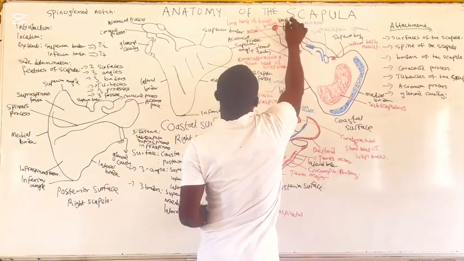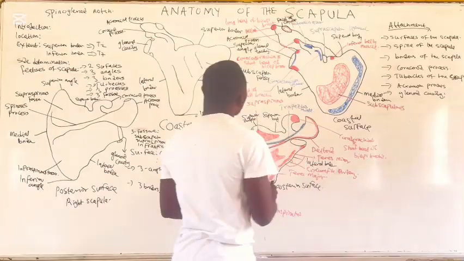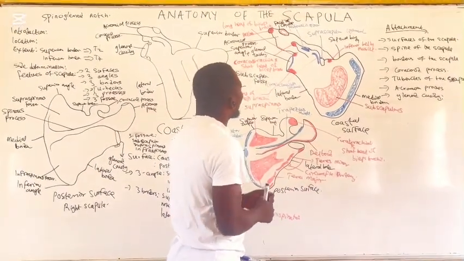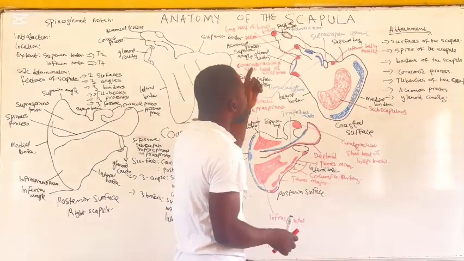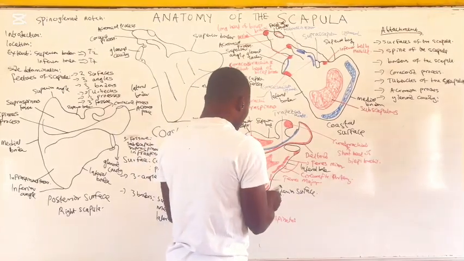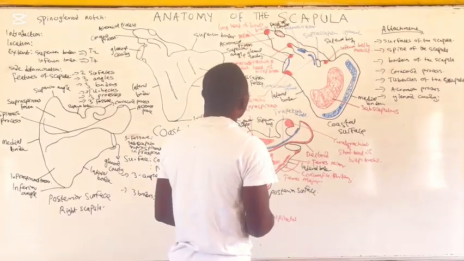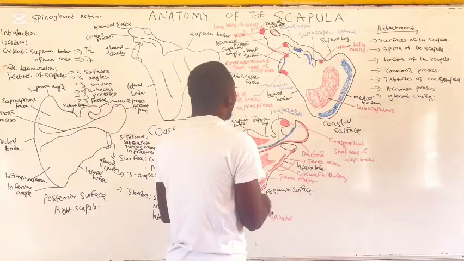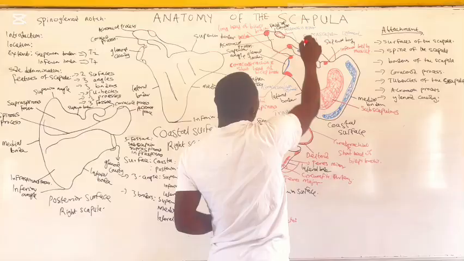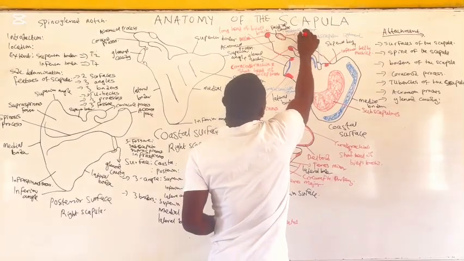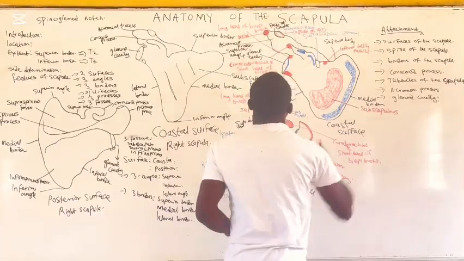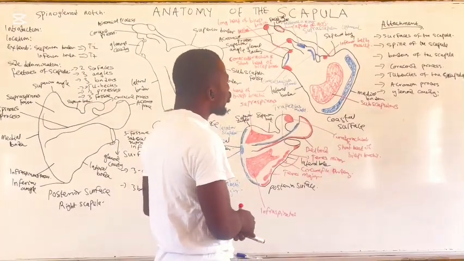Facet of clavicle. The facet of the clavicle is a region which provides an attachment to the clavicle to form the acromioclavicular joint. The facet of the clavicle also gives an attachment to the capsule of the acromioclavicular joint. Those are the attachments on the acromion process.